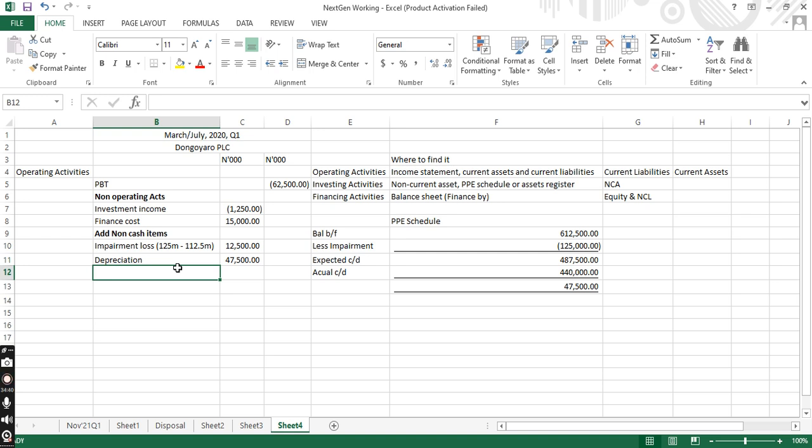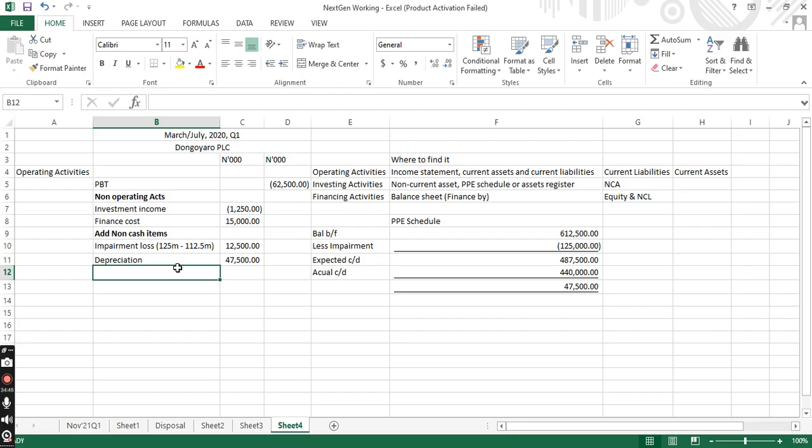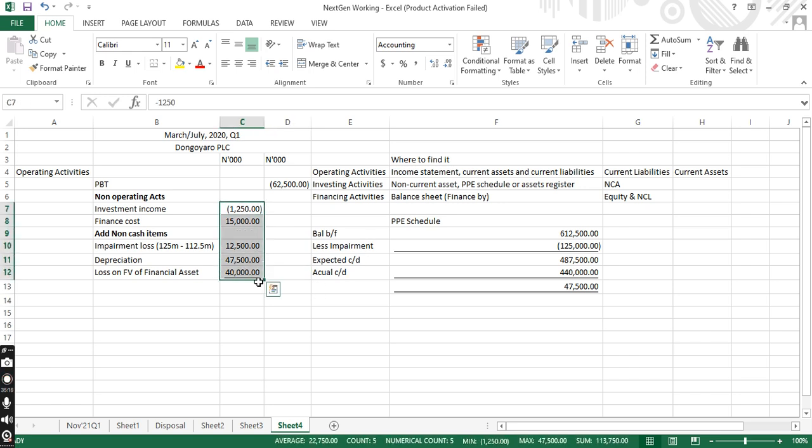So what do we call it again? Fair value of financial asset. But it's a loss, right? So let me put loss on fair value of financial asset, 40,000. What else do we have? We've taken all the information. If you have taken it, that's all. So what do we have in total? I have 113,750. Please, you can confirm from your end.